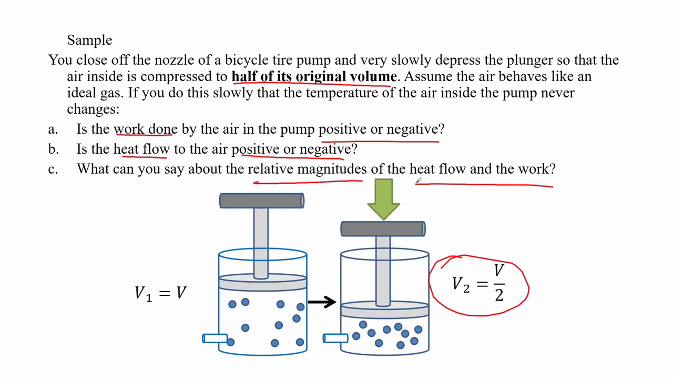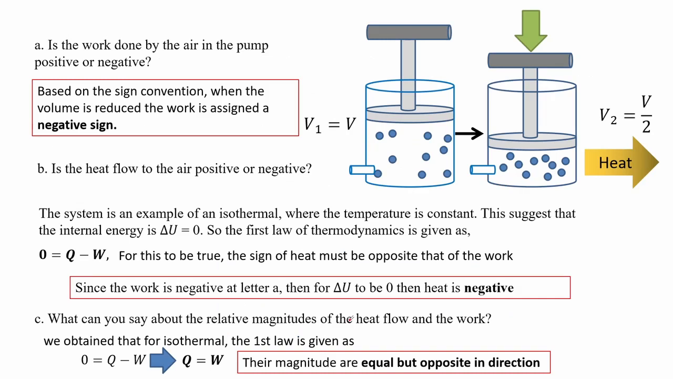Shown in the figure below is the pump with a closed valve and the volume is reduced to half. The distances between particles are comparably closer. For letter A, is the work done by the air in the pump positive or negative? Based on the sign convention, when the volume is reduced, the work is assigned a negative sign.